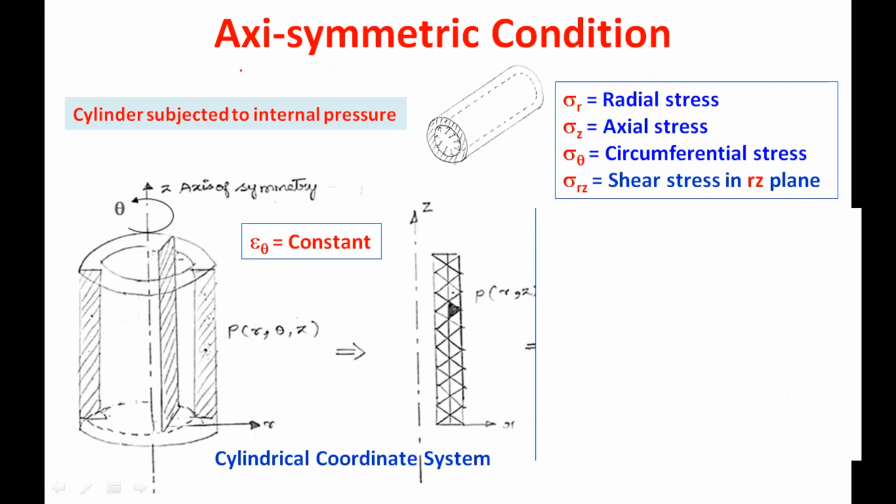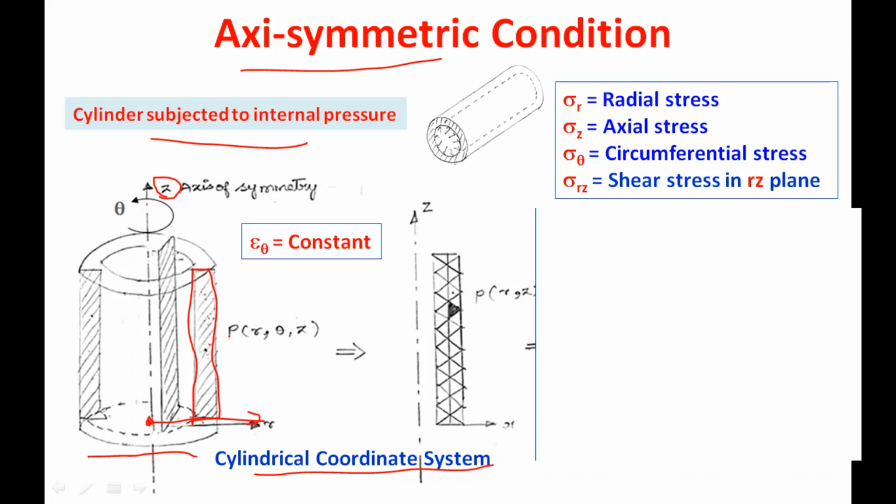To understand this axisymmetric condition, we have this simple diagram. Here I am showing a cylinder which is subjected to internal pressure. Here we are using the cylindrical coordinate system. What are the cylindrical coordinates? Let us say this is the base, and we take this radial direction R, and this is the axis. So the axial direction is Z, and this is the circumferential direction, which is taken as theta.